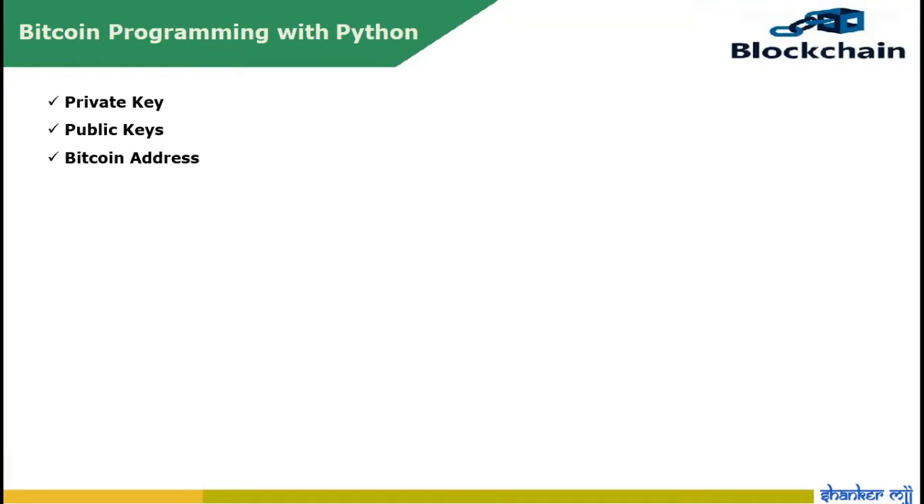After that we will see how to generate a Bitcoin address using the public key. Next, we will see how to generate a multi-signature with more than two public keys. Finally, we will see how to fetch the history of a particular transaction by connecting to the real blockchain network.